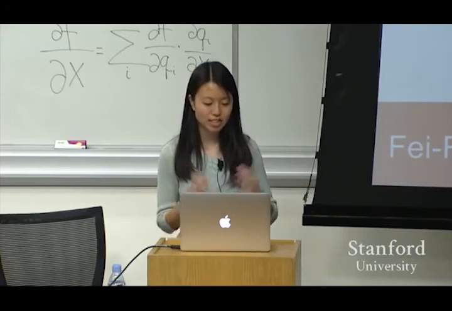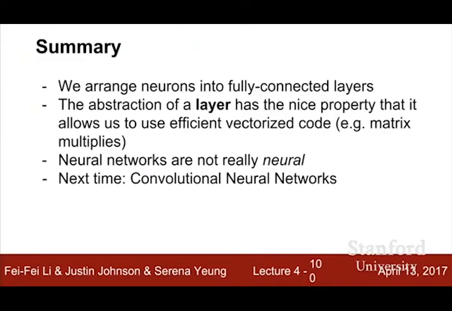Okay, so just to summarize, we talked about how we can arrange neurons into these computations of fully connected or linear layers. This abstraction of a layer has a nice property that we can use very efficient vectorized code to compute all of these. We also talked about how it's important to keep in mind that neural networks have some analogy and loose inspiration from biology, but they're not really neural. This is a pretty loose analogy that we're making.